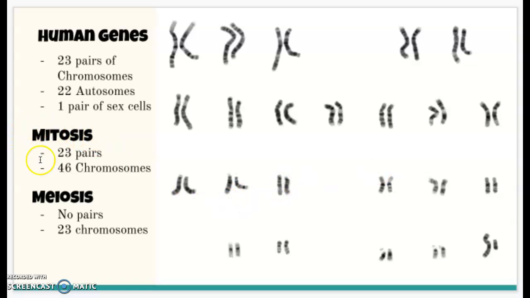So during mitosis, when cells divide, those 23 pairs are just copied. So every single cell has 23 pairs. Every single cell has 46 chromosomes. But during meiosis, there are no pairs. During meiosis, each of these pairs is halved, and you only get half of them.